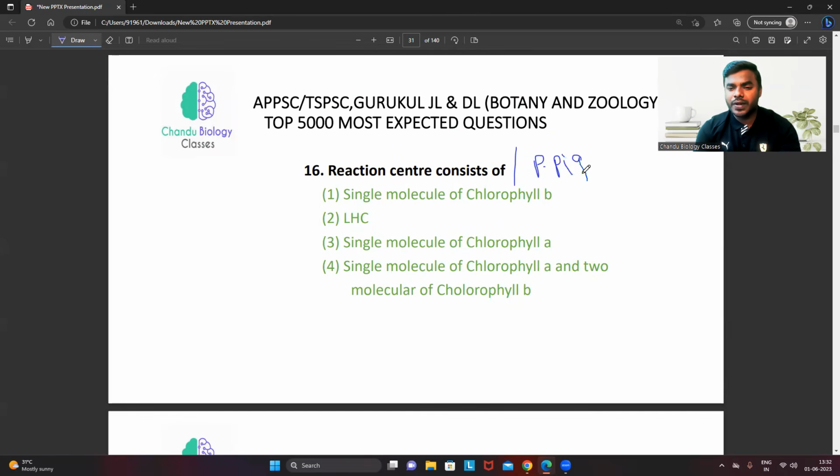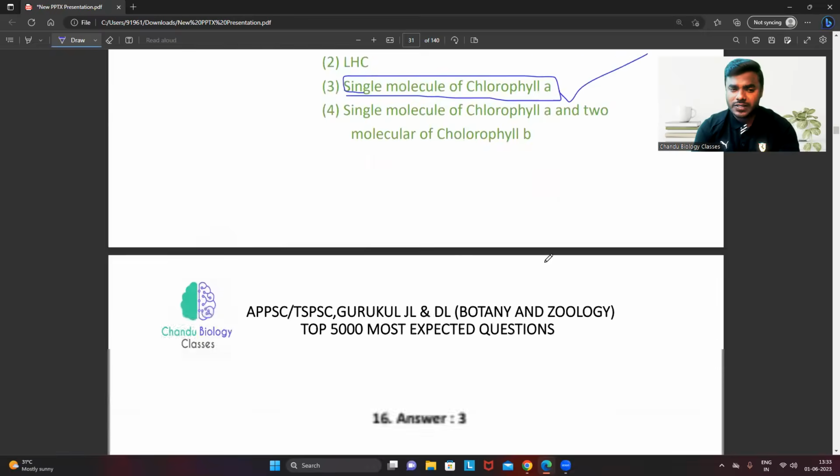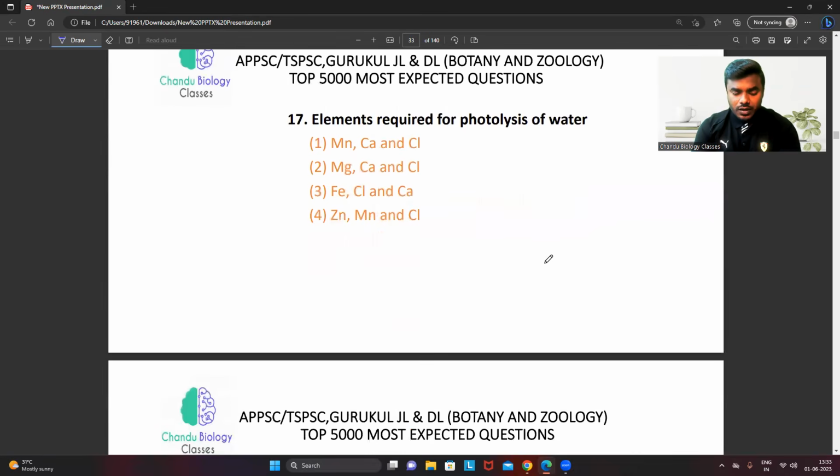It consists of the principal pigment. In the morning class, we very clearly studied that. What is the principal pigment? The principal pigment will be the chlorophyll A molecule. Never ever get confused with this particular point. Always remember this. Next, question number 17.